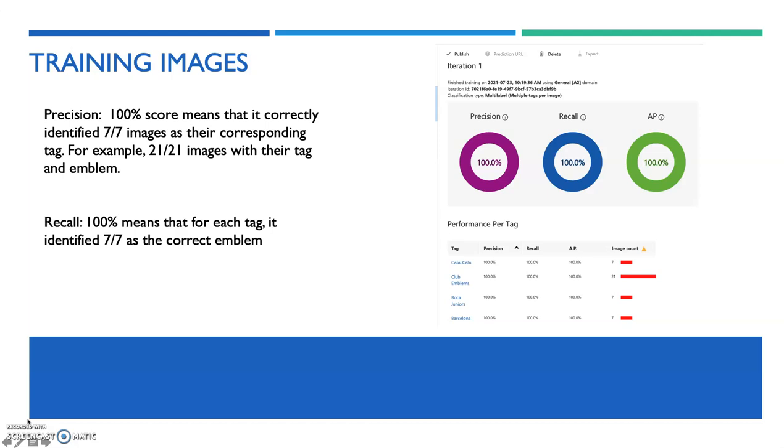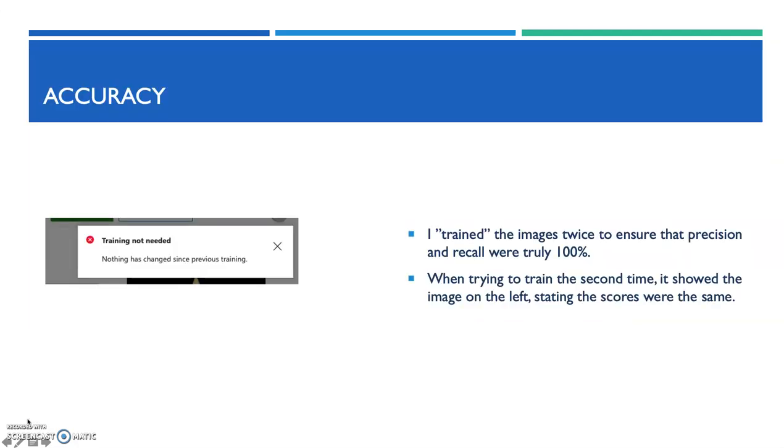So within each team, what was the average? So if, for example, it had identified 2 out of 7 as Barcelona, it would be a much lower average precision score. But in my case, it was 7 out of 7, so it was 100%. Accuracy here is what I was saying before. I trained it again because I didn't really think it was 100%, but I tried again and it basically said that nothing had changed from the previous training, so everything was 100%.